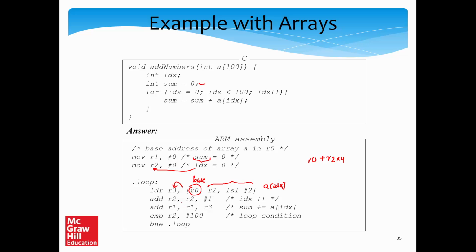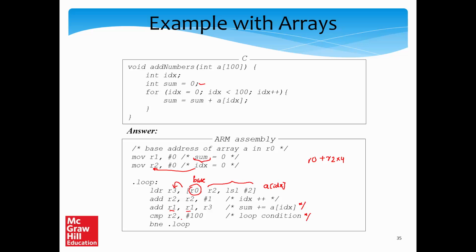Then we increment the index, add R2, #1, and we compute sum += a[idx]. Actually, we should be having a comment over here. So basically the comment should end. So sum += a[idx]. In this case, we take the current sum, which is in R1. We add R1 with the value that we read from memory, which is R3.